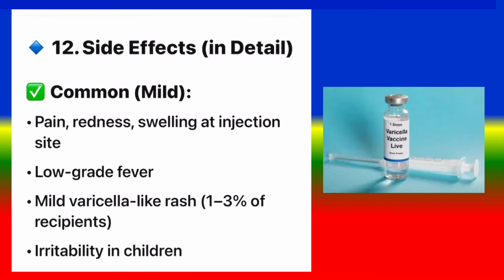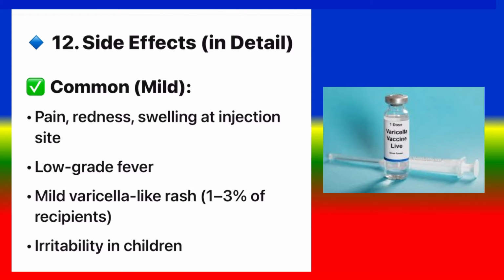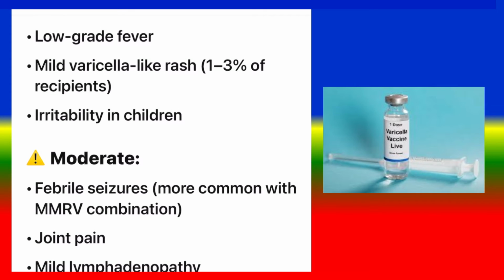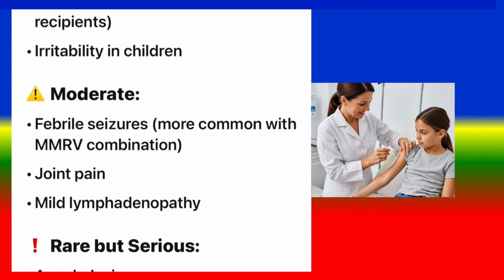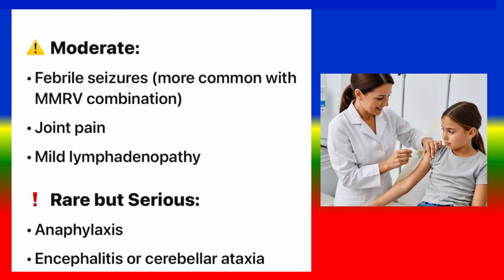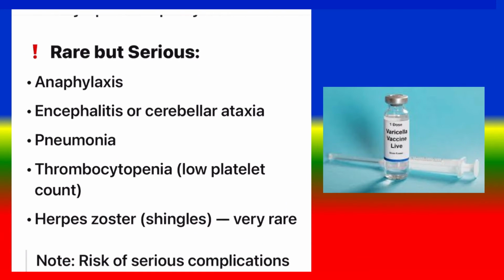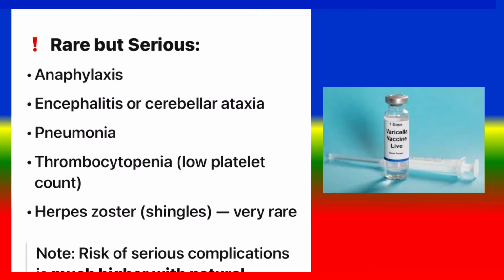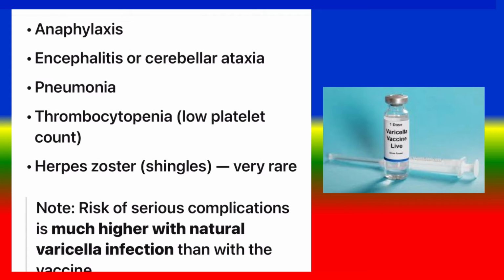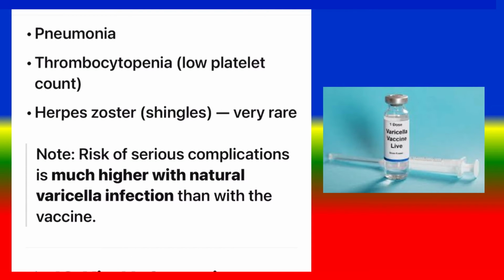12. Side effects in detail. Common, mild: pain, redness, swelling at the injection site, low-grade fever, mild varicella-like rash in 1 to 3% of recipients, irritability in children. Moderate: febrile seizures, more common with the MMRV combination, joint pain, mild lymphadenopathy. Rare but serious: anaphylaxis, encephalitis or cerebellar ataxia, pneumonia, thrombocytopenia, low platelet count, herpes zoster, shingles. Very rare. Note: the risk of serious complications is much higher with natural varicella infection than with the vaccine.